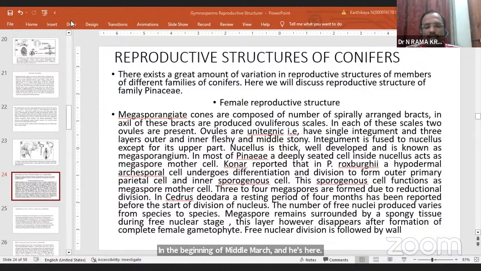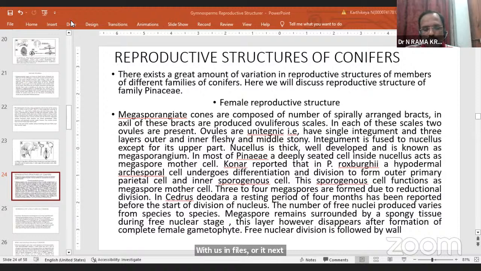The male cones can be seen in the Pinus tree from the beginning or middle of March in the hill ranges, the alpine ranges. So we look in January or February. The shedding of pollen grains starts towards the end of April and continues till the beginning of June. The young cones are green or reddish purple. So many colors are there, but they become yellow at the time of shedding. After the pollen is shed, the male cones wither and fall off.